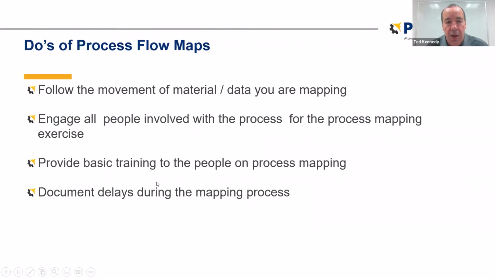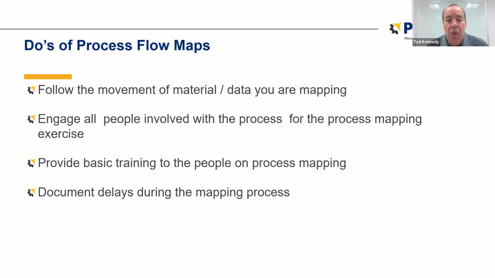When you do this, you're going to actually follow the movement of the material or data you're mapping. Talk to people involved. You can't believe how much information you get from the people who do the processing. That's how they helped me determine how to get it from 48 hours to 24 hours, by talking to the people. Before you start doing this, it's good to have the people who are involved in the process flow mapping activity trained on basic process flow mapping beforehand.